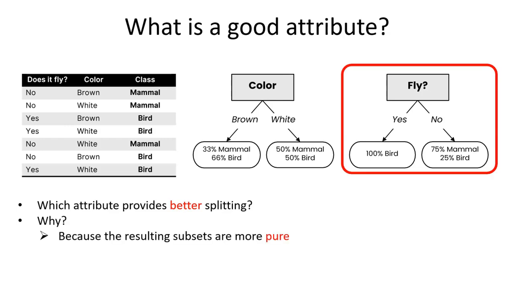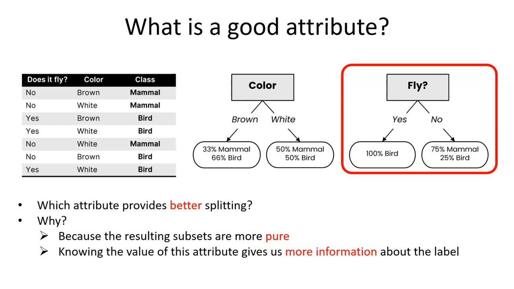Now we can combine, because the resulting subsets are more pure. Knowing the value of the attribute gives us information about the label, and the entropy of the subset is lower. Entropy means impurities. Pure means pure mammal or pure bird. Impurity means a mix, where some species of birds are mixed with mammals, or some species of mammals are mixed with birds. That is called impurity or entropy.